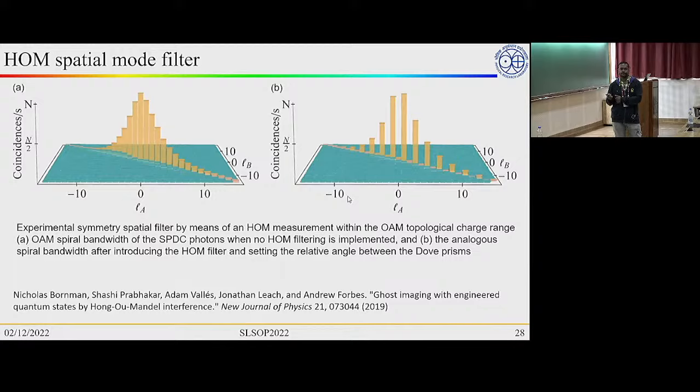Am I correct if I say that only for one pair, this HOM cancels this coincidence measurement? Yes. Only one set of modes.